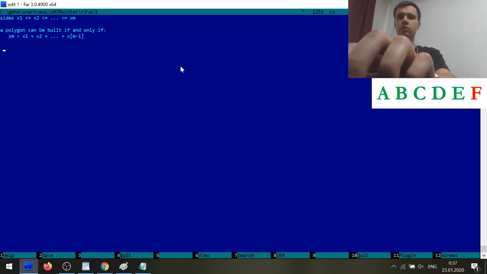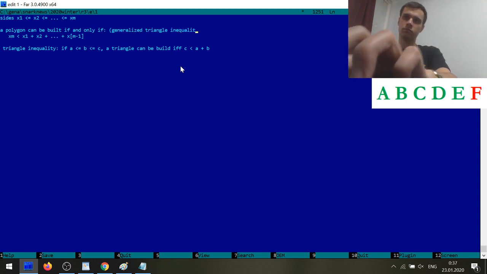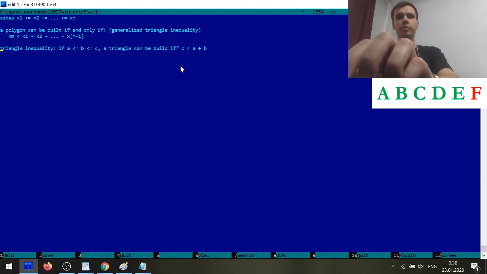So for example, we have a triangle inequality. In a triangle, if a is less than or equal to b, less than or equal to c, then a triangle can be built if c is less than a plus b. And so this is just a generalized triangle inequality. Right? So that's the condition when we can build a polygon. That's one part of the problem.